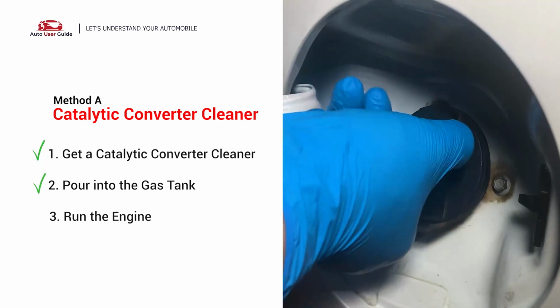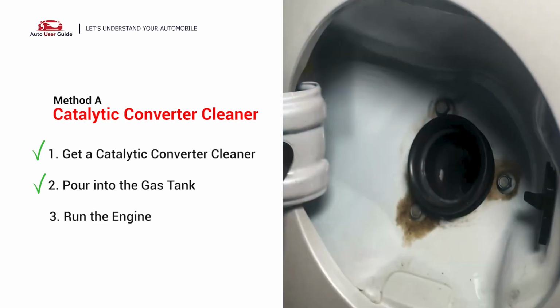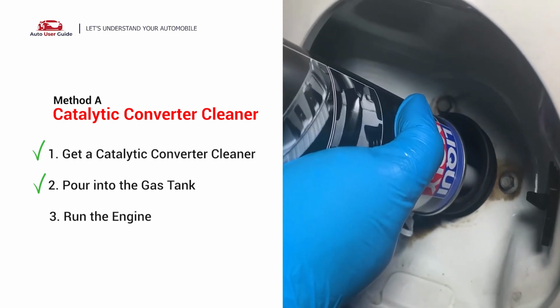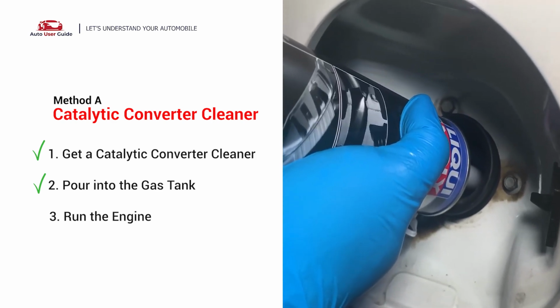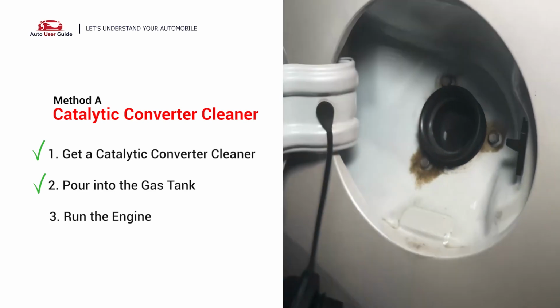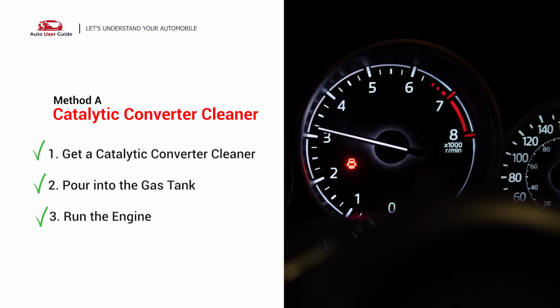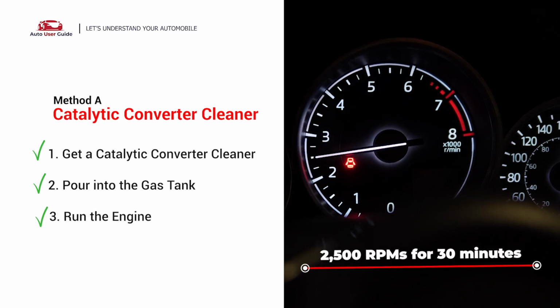Simply add the cleaner to your gas tank, ensuring you use the appropriate amount based on the specific cleaner you choose. The fluid mixes with the gasoline in the tank and works to break down the buildup in the catalytic converter, effectively cleaning it. Then you can drive your car for 150 miles or run the engine at about 2000 RPMs for 30 minutes to run the cleaner through.